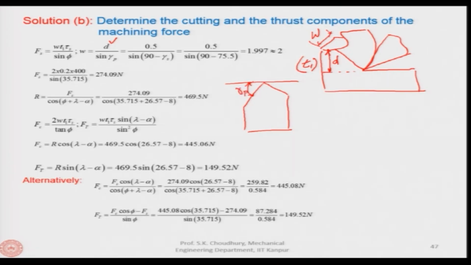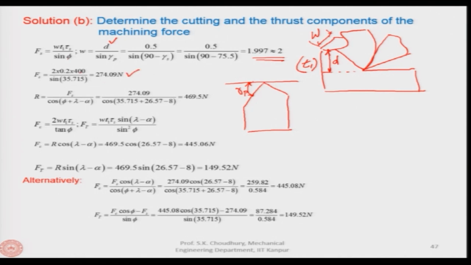So, from here we can find out the value of W, that is the width, and knowing the width, all other values are given: T1 is given, tau s is given, phi we found out, and we know that then Fs will be this.